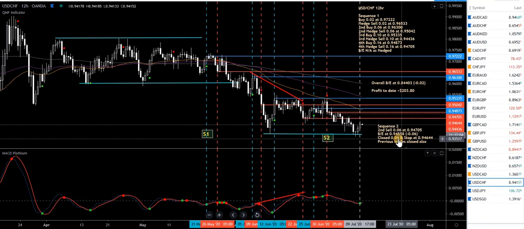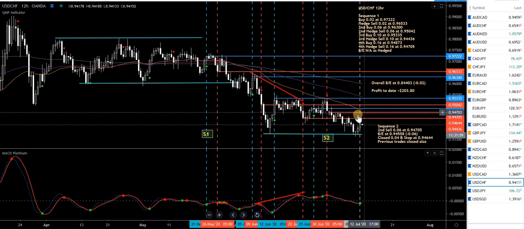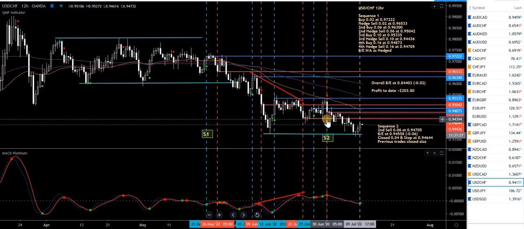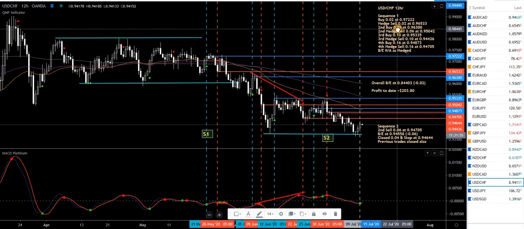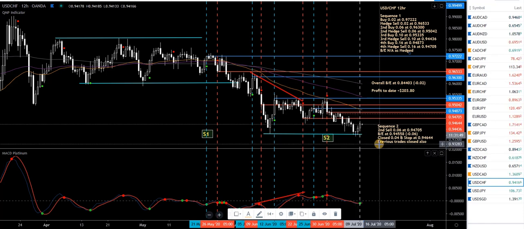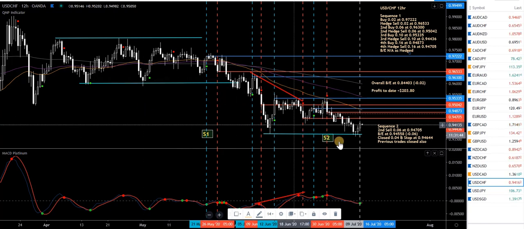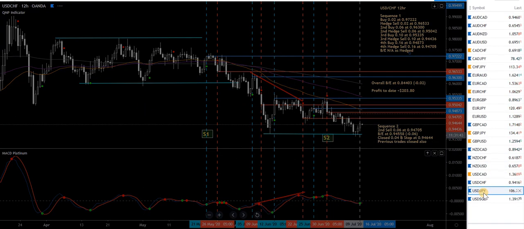USD Swiss franc, yeah, multiple sequences. Sequence 2 is a sell, it's got a stop in place. I could probably look at closing another one there, but we're going all right. We just got to try and get out of this sequence 1. It's caused me grief. Another pair I have trouble trading.